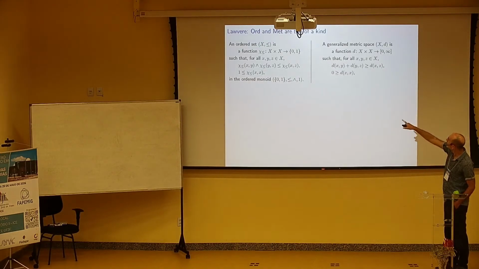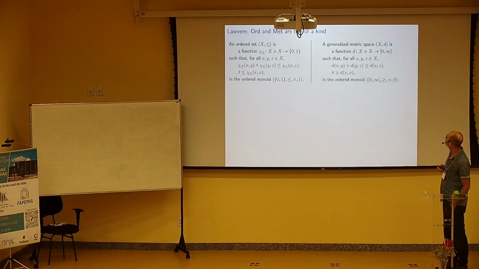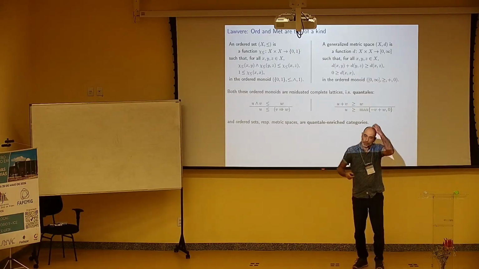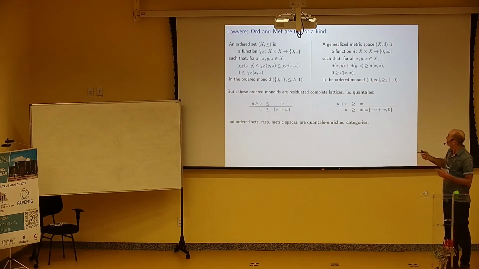And you immediately see, of course, that it's very much alike the definition of ordered set. The difference really between the two is that the metric function, the distance function, is taking values in another set, [0, infinity], which turns out to also be an ordered monoid. An ordered monoid for the opposite order, which explains the triangular inequality here, with monoidal structure given by plus and 0. Okay? So in fact, both these ordered monoids share a very important property. They are actually complete lattices.